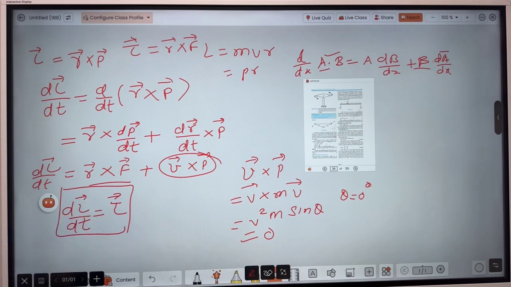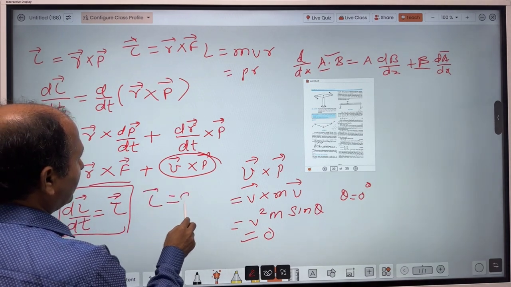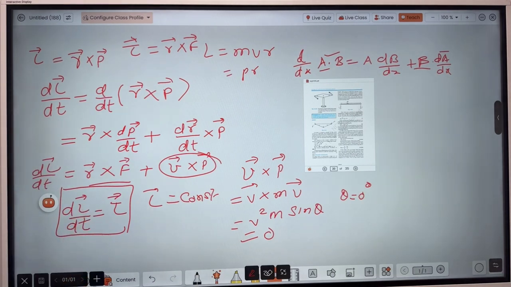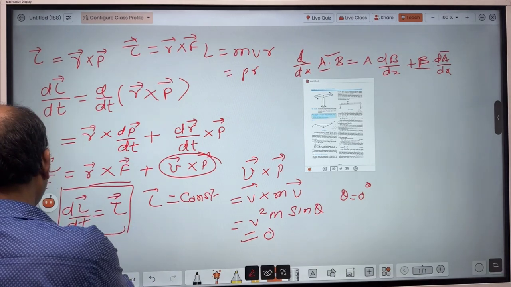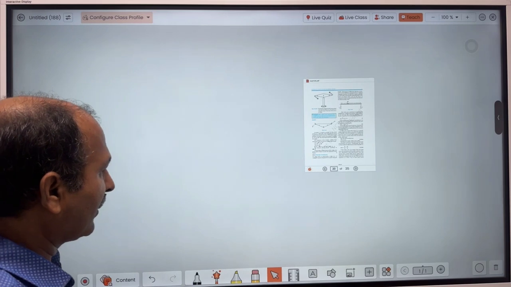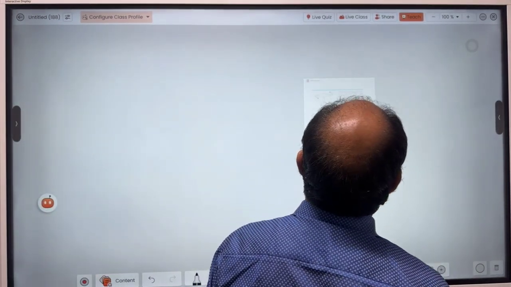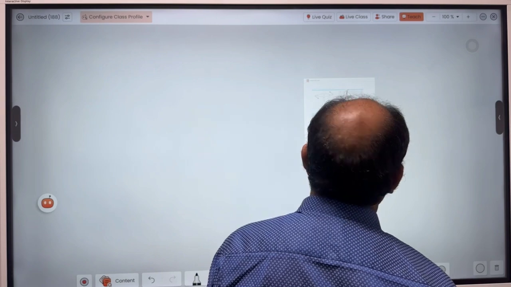This is an important relation that you should remember. Now suppose there is no torque. In that case, what will happen? In absence of torque, this dL upon dt will become 0, or L will be a constant, right? So in absence of torque, angular momentum remains conserved, and this we will make use of in planetary motion also. We will study it in next chapter.